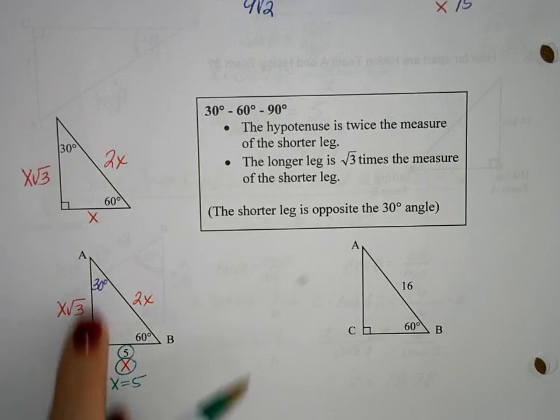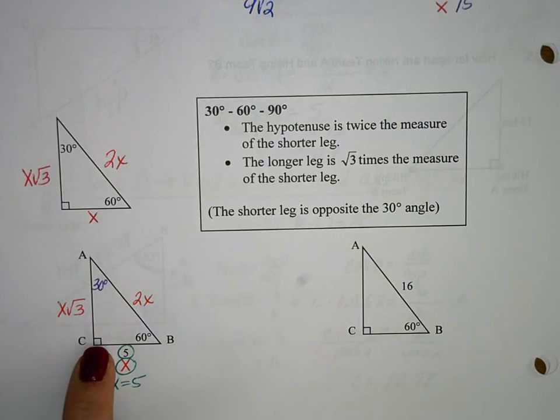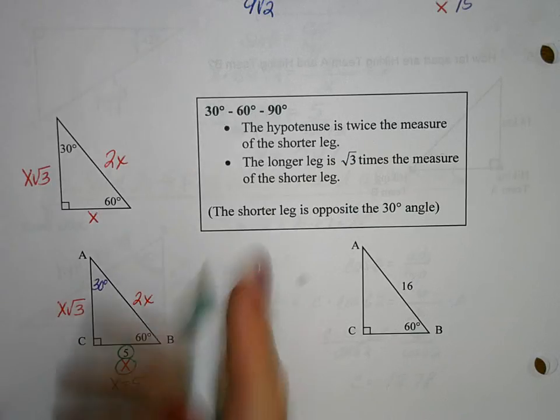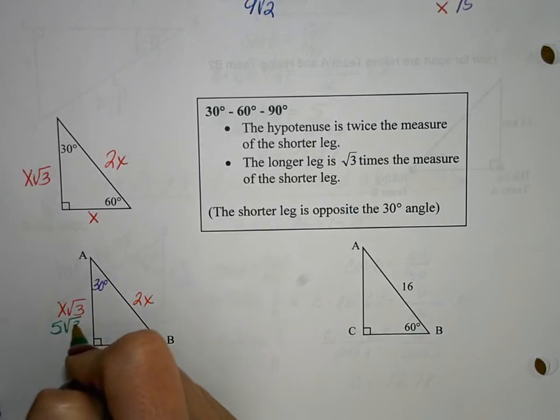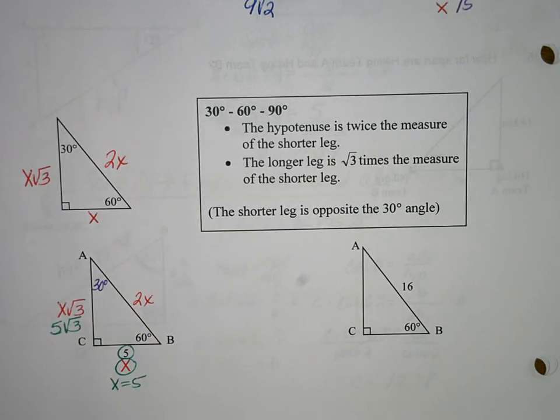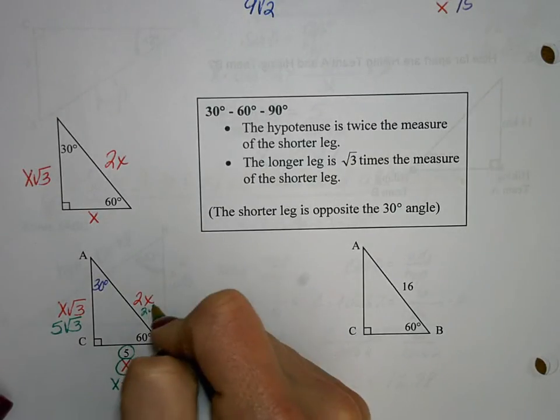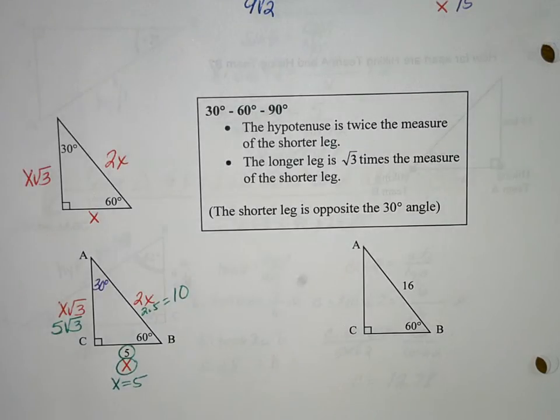So what does that mean for my segment AC? Absolutely. If my x is 5, then segment AC is 5 square roots of 3. What does it mean for the hypotenuse in this triangle? 2 times 5, which is 10.